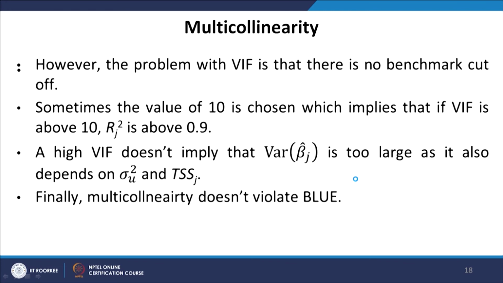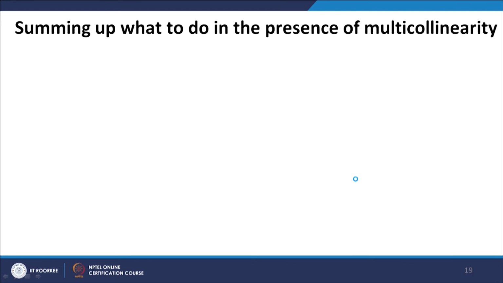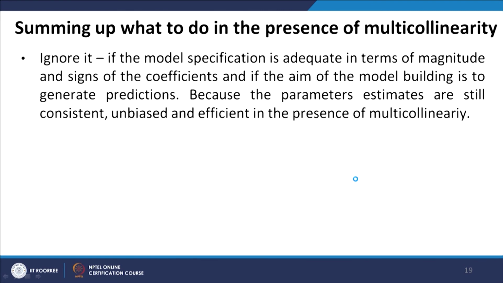So, that is probably why the problem remains somewhat less structured. Now, summing up what to do in the presence of multicollinearity: first of all, ignore it if the model specification is adequate in terms of magnitude and signs of the coefficients, and if the aim of the model building is to generate predictions. Because the parameter estimates are still consistent, unbiased and efficient in the presence of multicollinearity, predictions can always be generated, and predictions are always better when we have more independent variables, regardless of whether they are highly correlated with each other or not.